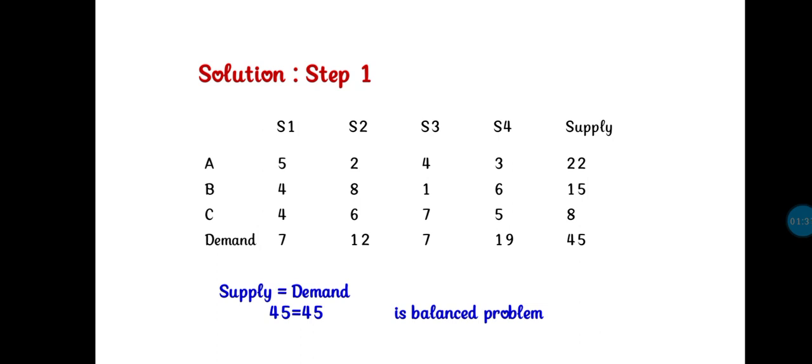And also we want to check the supply values. Here the supply values are 22, 15, 8. Adding these values we get 45. Here the supply and demand values are equal. Hence the given problem is called a balanced problem. If the values are not equal, the given problem is called an unbalanced problem. This is the rule of the transportation problem. Now here we are going to apply the least cost entry method to the given problem.